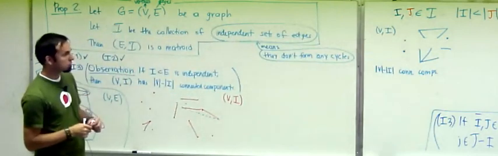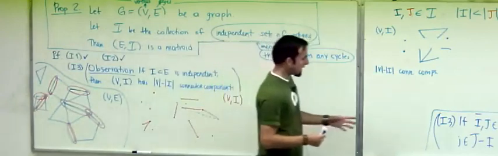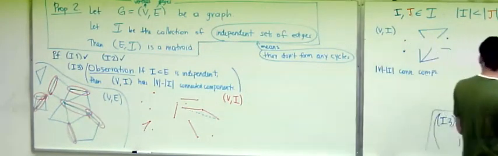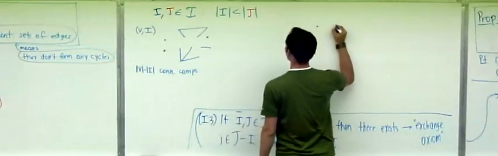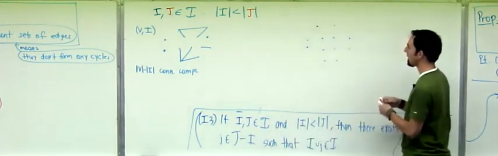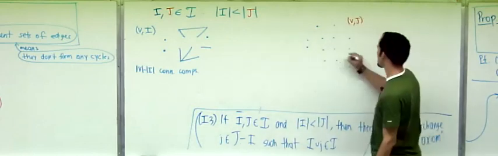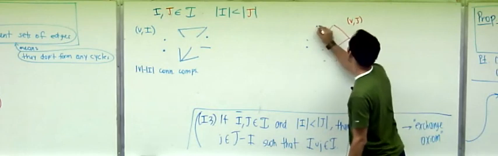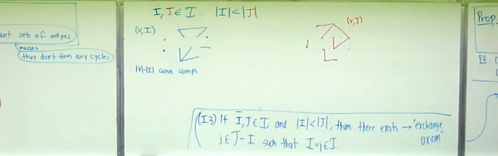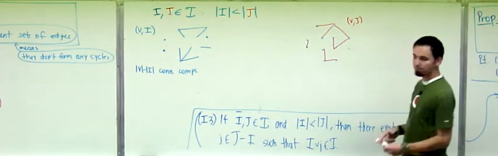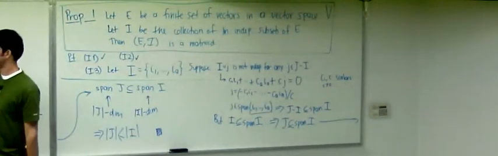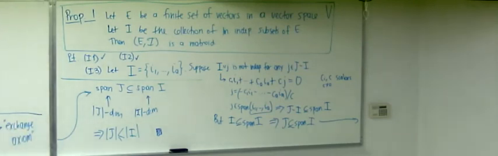J is some other set. Now, what I have to prove is that I can find an edge in J, a red edge. So this is V comma I, and V comma J is here, and it's just some other set of edges. And this one is supposed to have more edges than that one, which is true. This one has 7 edges, and this one has 8. So what I need to prove is that I can find at least one red edge that I can draw into here and not form any cycles. That's what I need to prove.